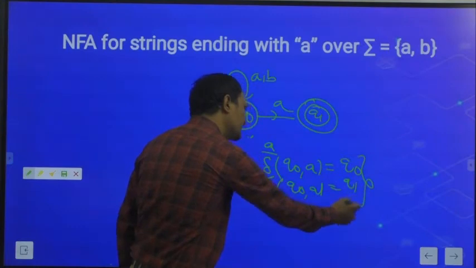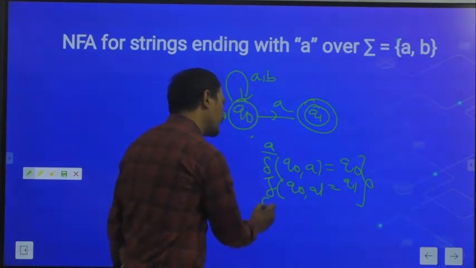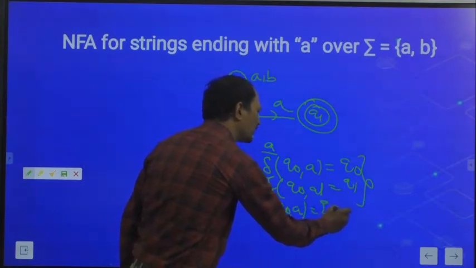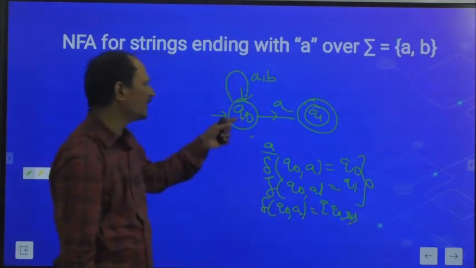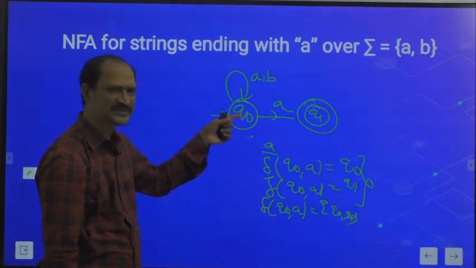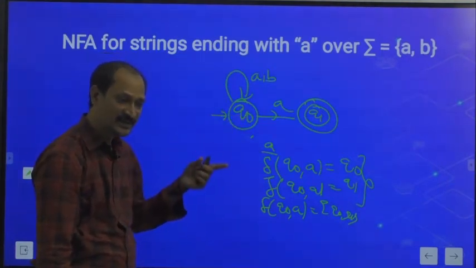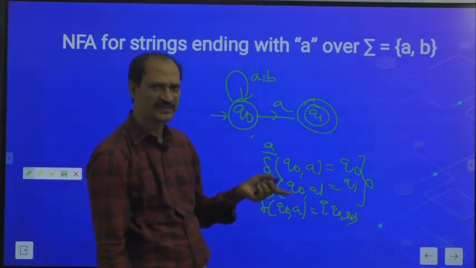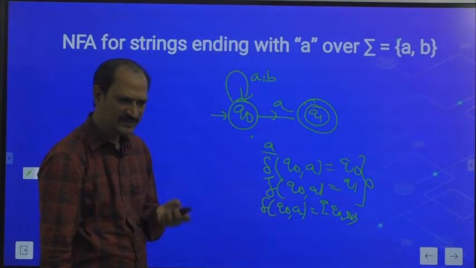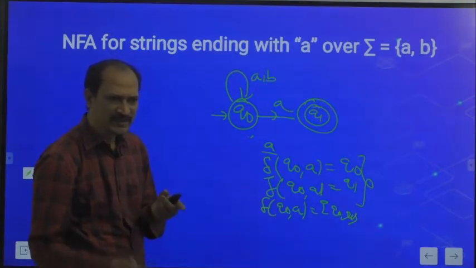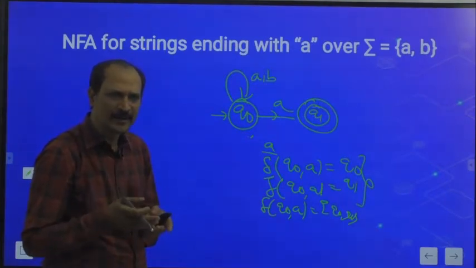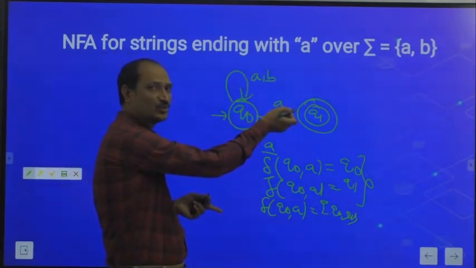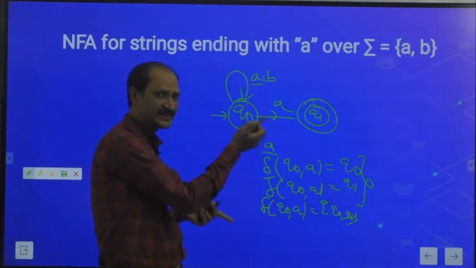So there are two possibilities. That is, I am applying delta of Q0 comma A, I may go to Q0 comma Q1. So if I apply A on Q0, I may remain in the same state Q0. But you may be thinking that since the string is ending with A, you should be in the final state. Yes, of course, small a is accepted, but you need to show at least one path where I can reach the final state. In this path, I may not be able to reach the final state Q1 by applying A, even though it is a valid string. Understand that?